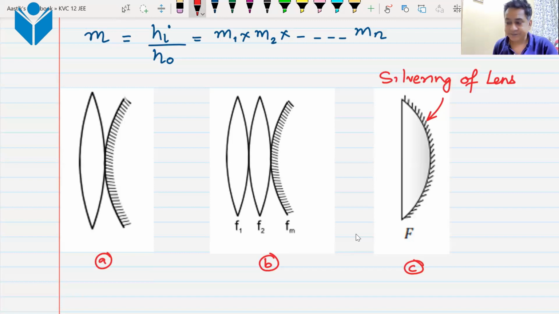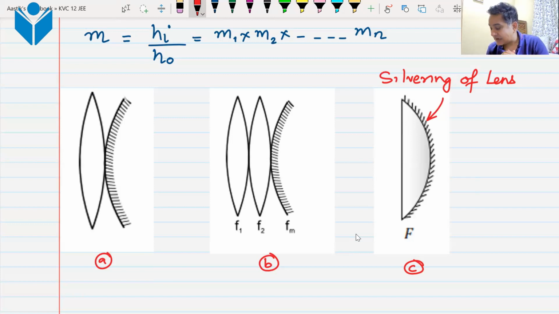Do we understand this? This is the symbol that we had used for mirrors. When we had painted one side, we called it silvered. That is silvering of the lens. In the other two cases, the lens is not silvered. In the other two cases, I have one convex or two convex lenses, and then I put another mirror together with it.